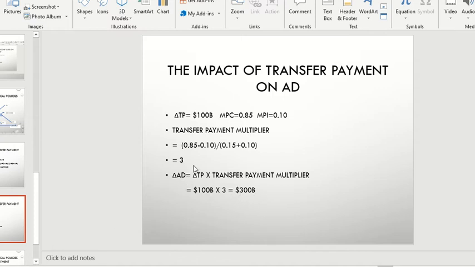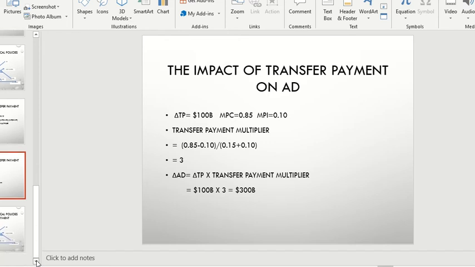So once again, you can see that transfer payment, just like income tax, has a smaller effect than government spending. Okay, and the reason is the same. It's because transfer payment is by itself not a component of aggregate demand. It affects aggregate demand through consumption. Okay.